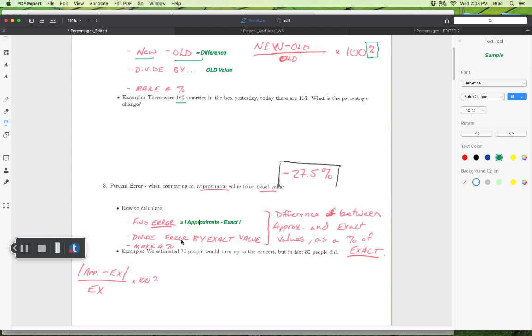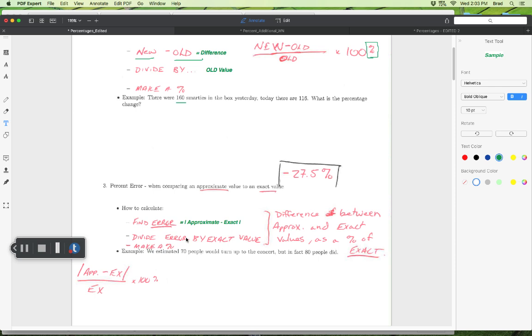All right. We divide the error by the exact value because we want to compare how far off we were from the exact value to that exact value. As a percent of the value that is true, that is exact, how far away were we? If the exact value is 1,000 and you were 2 units away, that's a very small percent of the exact value. However, if the exact value was 6 and you were 2 units away, that's a much bigger percent of the exact value. And we care about that.